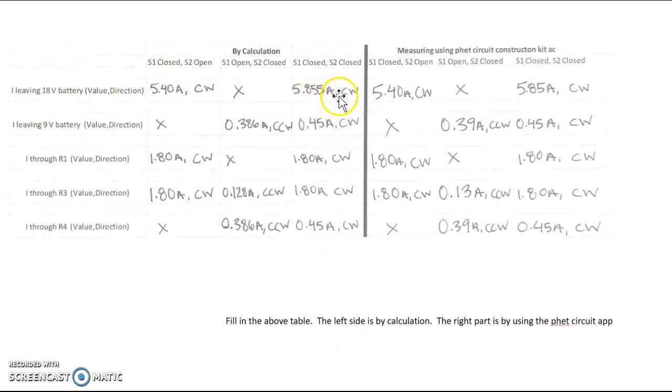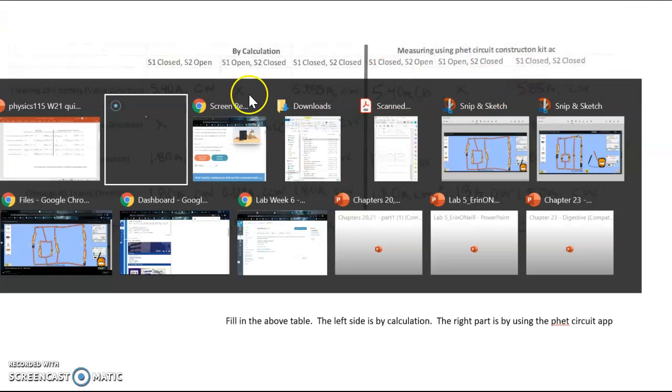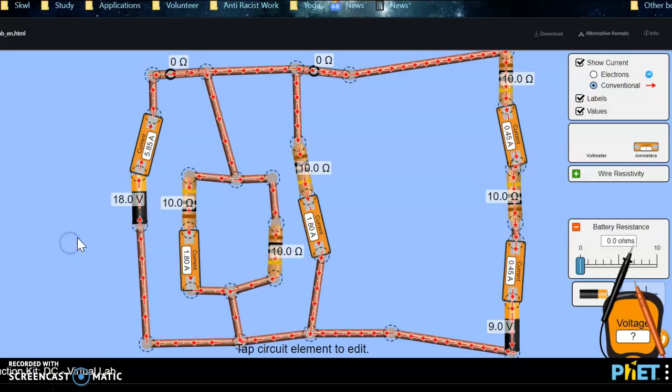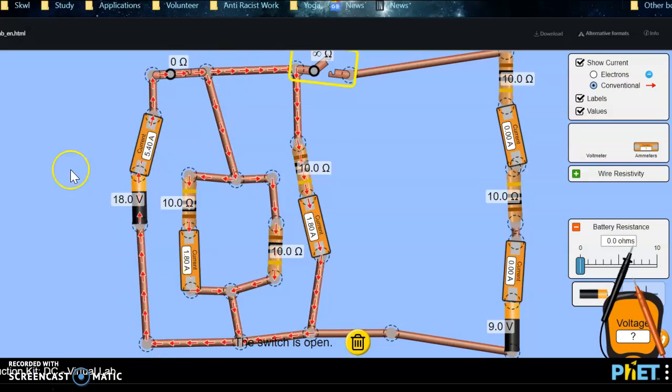And then if I want to talk through these three, let's see, which one is it? Here you are. Here's my guy. Yep. So I want to talk through them all again. And this is open. There's 5.4 amps flowing through, going clockwise.